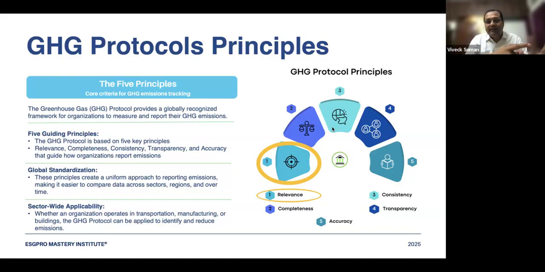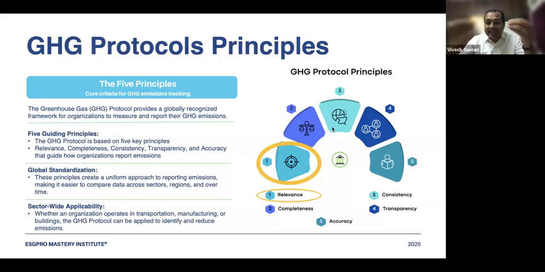Transparency and accuracy, traveling allowance. Relevance, C for completeness, then consistency, and then transparency and accuracy. Every statement which you will be making going forward has to match to this, and then only you will say that I am aligned with global standardization. So you compare me now to any company in Europe, America, or Japan, and you will find my information is completely relatable to those companies.